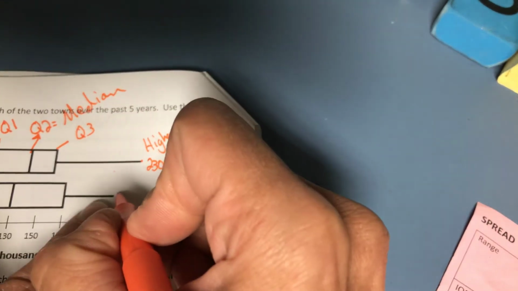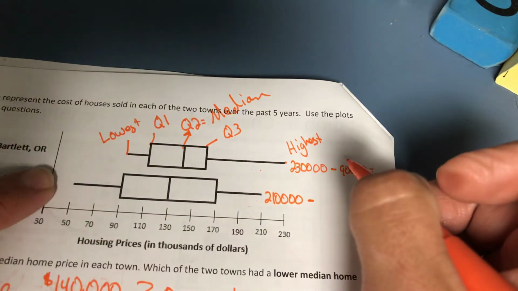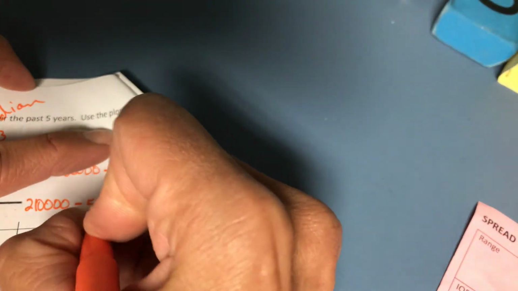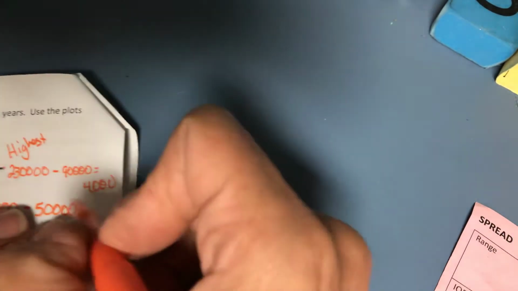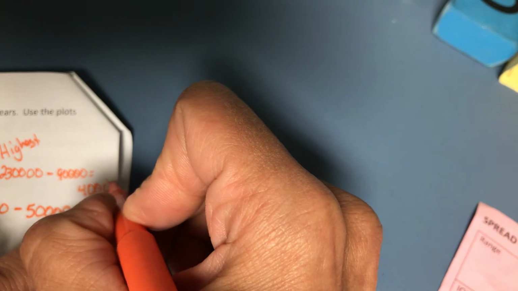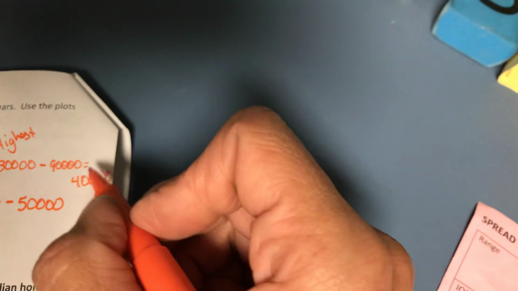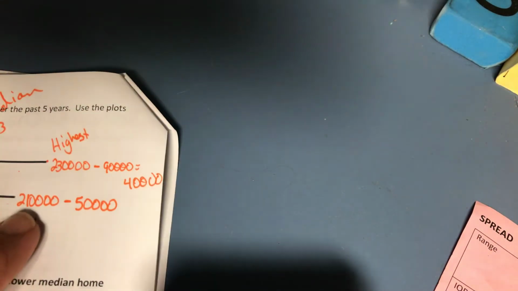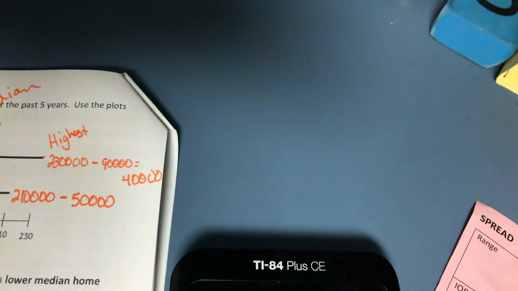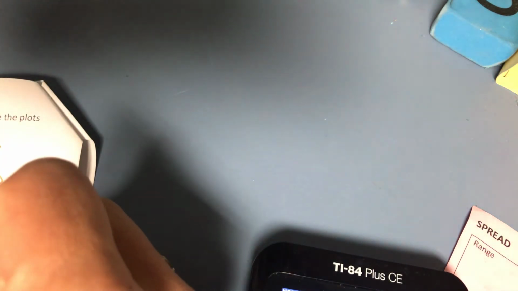So this highest data point is 210,000. The lowest is about 50,000. So if I subtract those, and I said 4,000, I'm sorry, 40,000, not 4,000. And that's not even right. Hold on, we'll fix that. But if I take 210,000 and I subtract 50,000, then I get 160,000. All right, I really messed up on my math here, so we're going to come back up here.